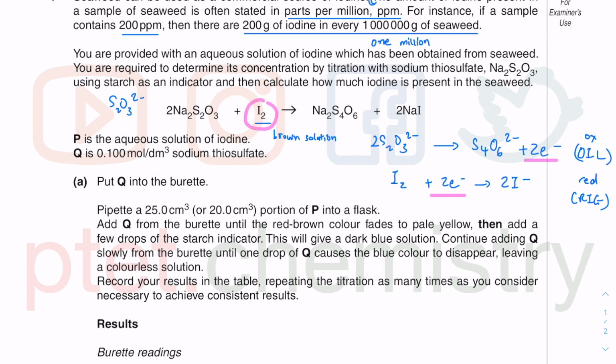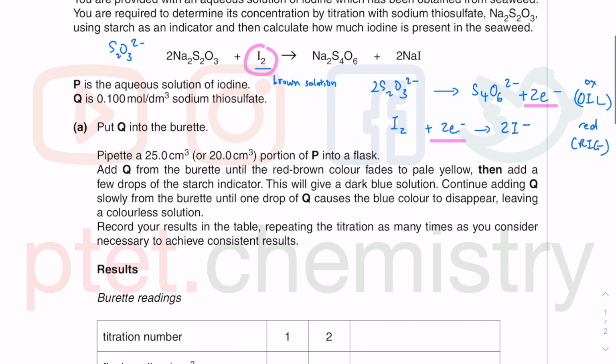So you're going to calculate how much iodine is present in the seaweed by titrating the iodine with sodium thiosulfate. I think this one is just slightly opposite to what the label is in the upcoming practical demonstration that I'll show you in the tutorial video. So just keep an eye out for these. The label might have changed, but the idea is still the same. The iodine is still the brown color solution. The sodium thiosulfate is a colorless solution.